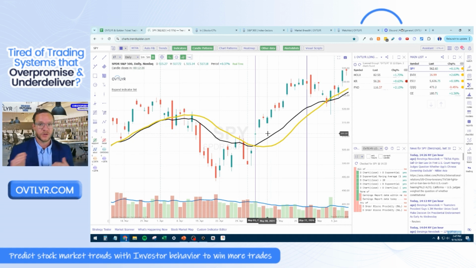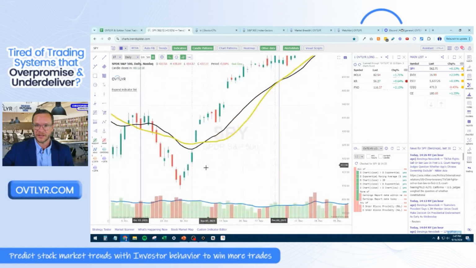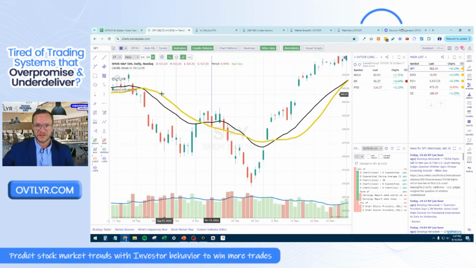Okay. So looking at this, you can see just how much faster the exponential reacts than the simple. And there are periods of time where they pretty much do the same thing, right? When it's in a beautiful trend like that. But here's another example, right? 20 period, it's moving down. Price is below it. It's moving down.